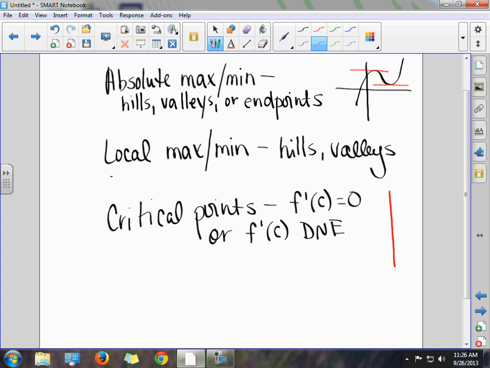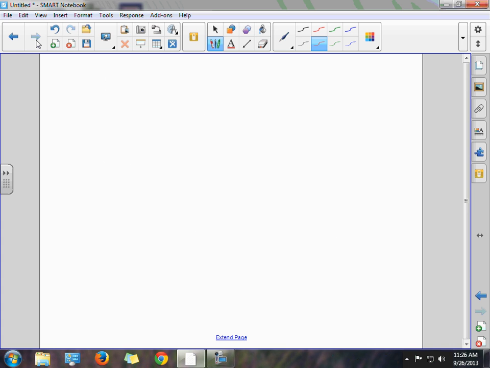Critical values aren't necessarily hills and valleys. You could have something like this where at 0 we have a horizontal tangent, but it's not a max or min. So let's take a look at critical values first. So let's look at an example. We're interested in finding all critical points for this function. So f of x is equal to x divided by x squared plus 1.